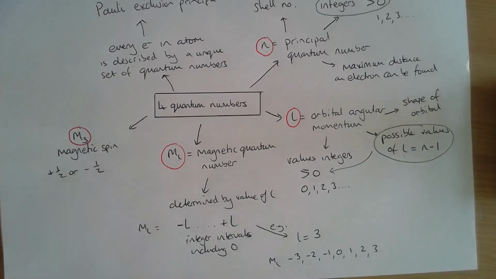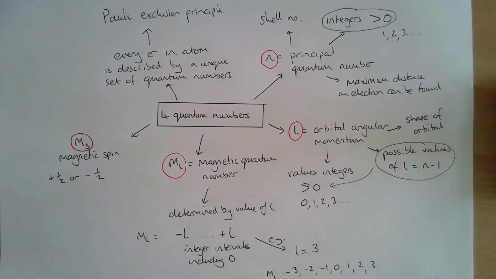The magnetic quantum number is determined by the value of L, and we take the maximum value of L in its negative sense, and we go up in integer intervals including 0 all the way up to the maximum positive value of L. And then the final quantum number is the magnetic spin, which can have just a value of +0.5 or -0.5, and hopefully we'll start to see later that this explains how electrons are found spin opposed, or with opposite spins.